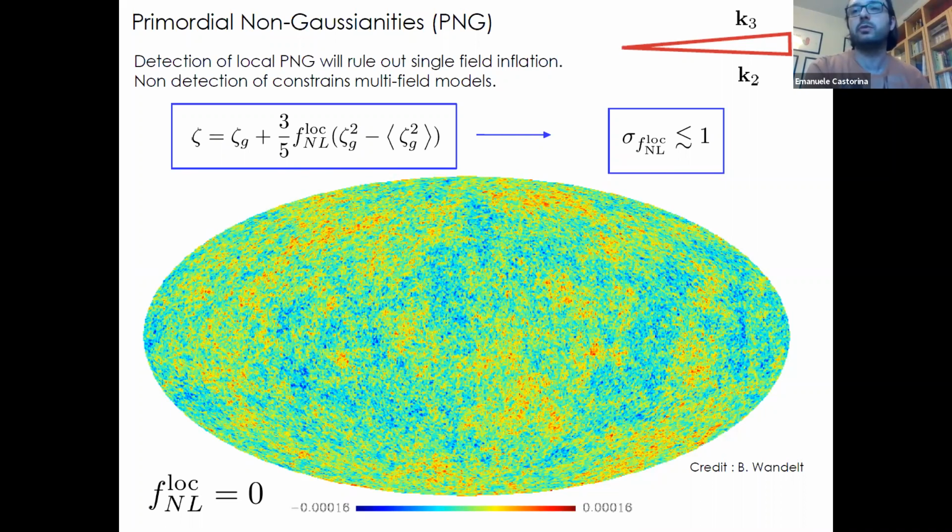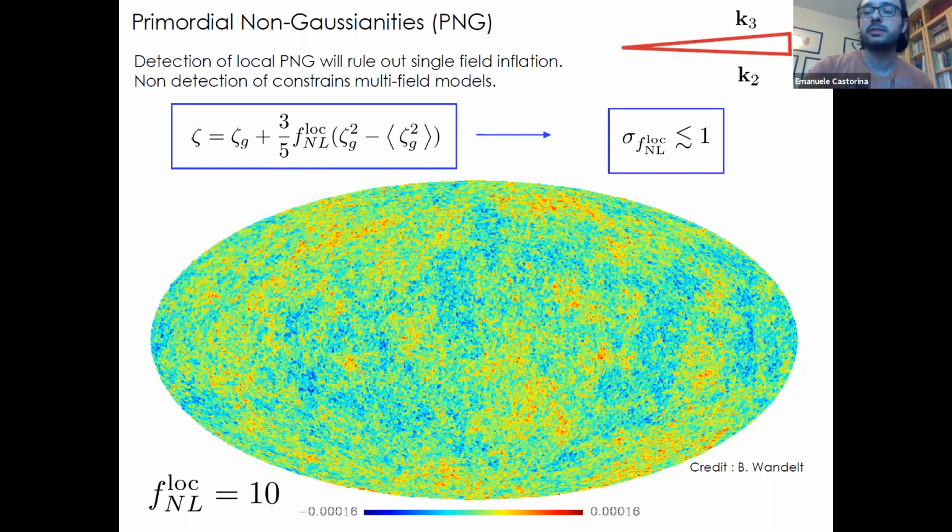And so even if we do have a non-detection, we'll be able to say something about the fine-tuning of these multi-field models. So far, the best way to constrain primordial non-Gaussianities has been the CMB. So you take a CMB map with fNL equals 0, and then you compare it with a theory map where you actually put fNL. And so here I'm just going to show you one with fNL 0, one with fNL 10. You can see they're nearly identical.